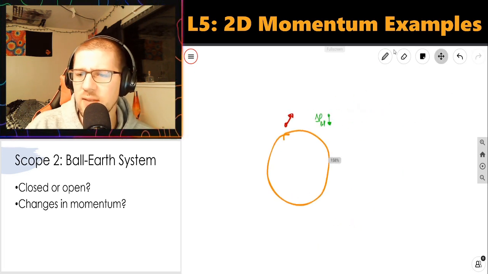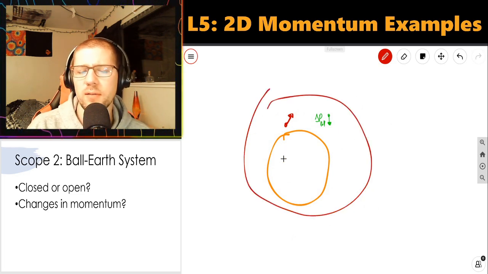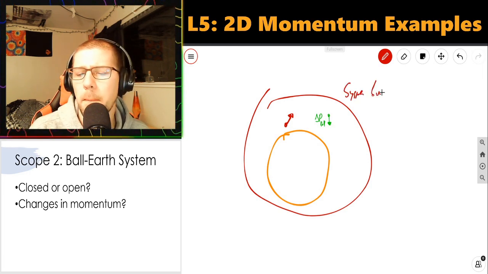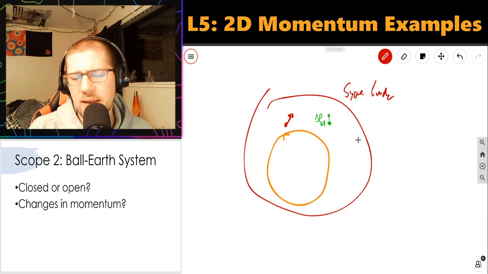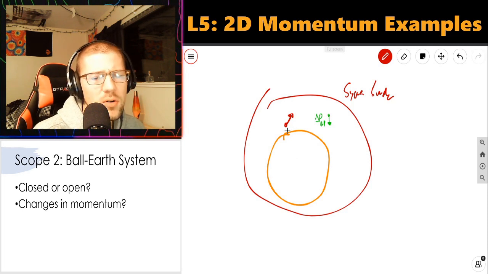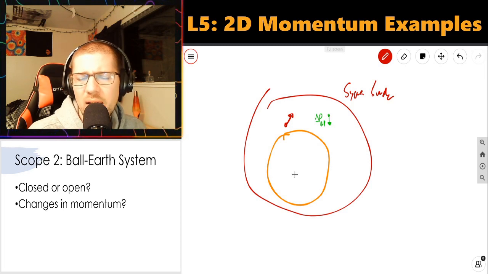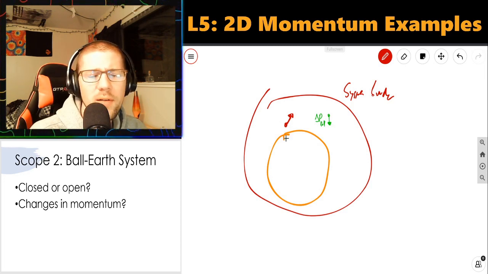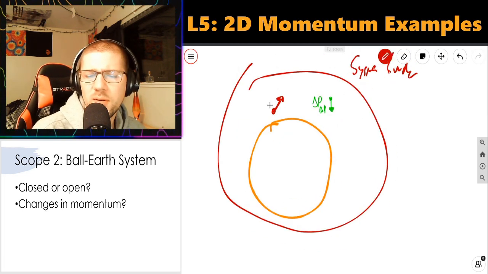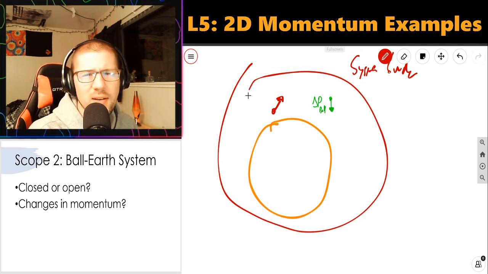Now, if I consider the entire Earth-ball system, so everything that's interacting here is now contained inside my little system boundary, then all of the interactions, all of the forces between the members of the system, are internal. So gravity, which acts on the ball from the Earth, is now part of my system. Similarly, the ball attracts the Earth. It turns out that the force is the same. That's Newton's third law, tying that back to previous lectures.